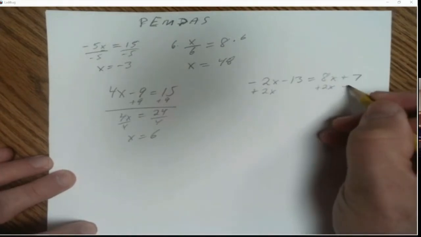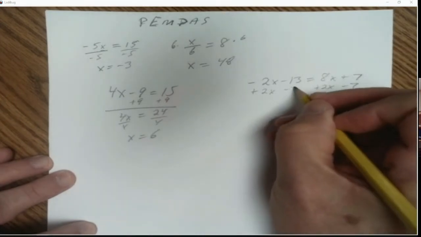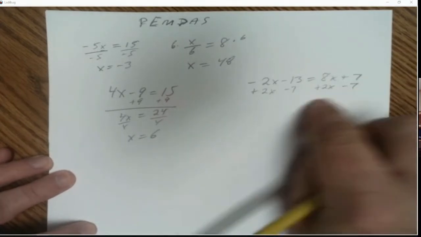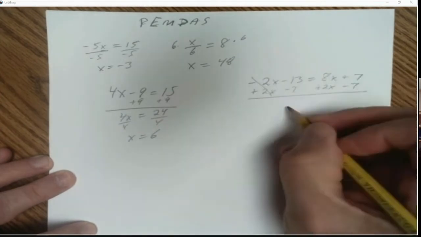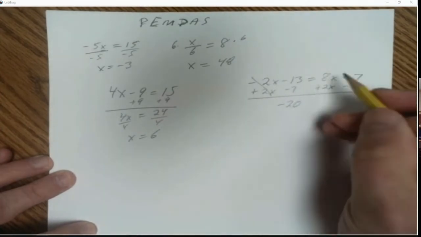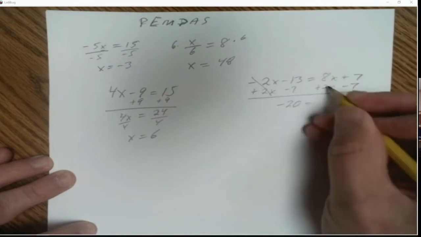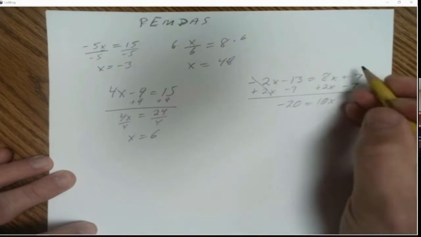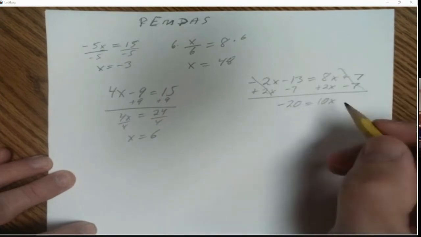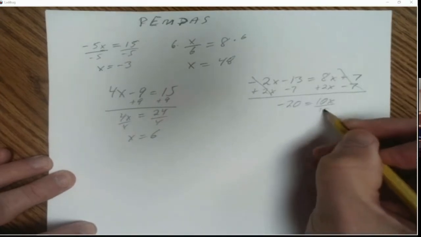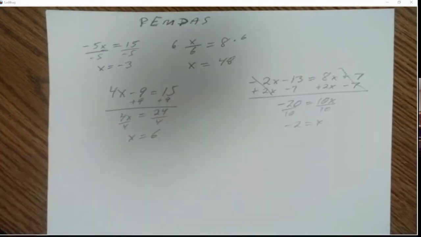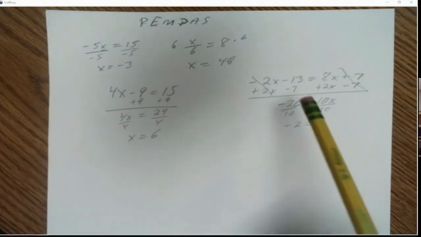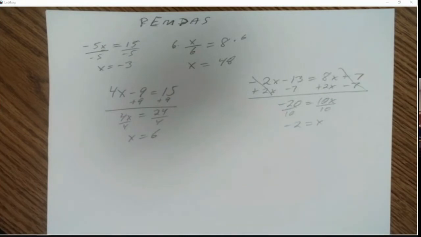And this we're going to move to the left because it has no variable. The 7 does not have a variable, so we'll move it. We're doing them at the same time. These cancel out, and this is negative 20. 8x plus 2x is 10x, and these cancel out. So negative 20 equals 10x, divided by 10. X equals negative 2. We can substitute the negative 2 back in there, and it should be a true statement if we have not made any mistakes.